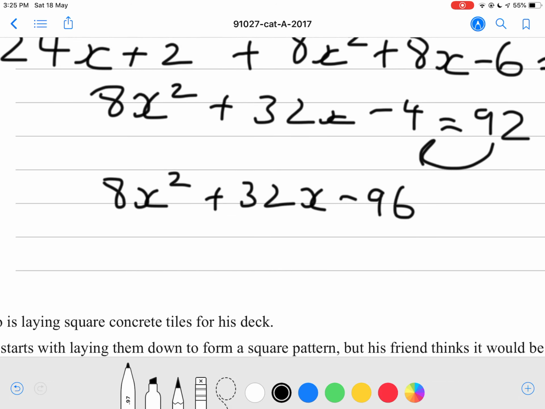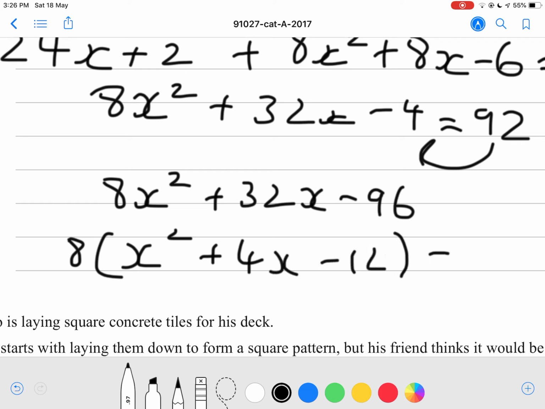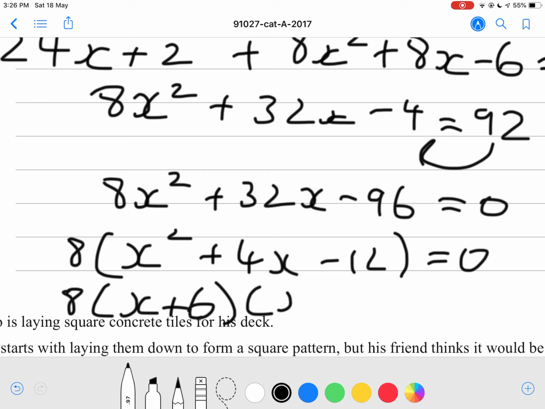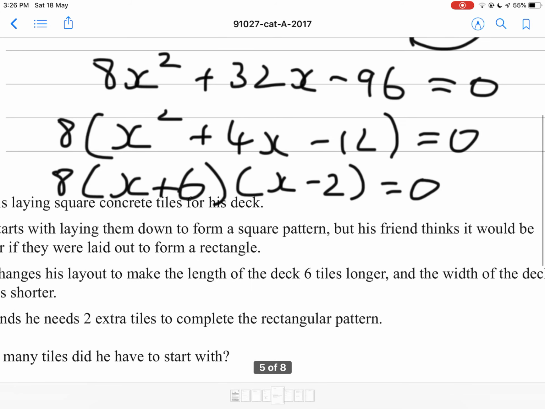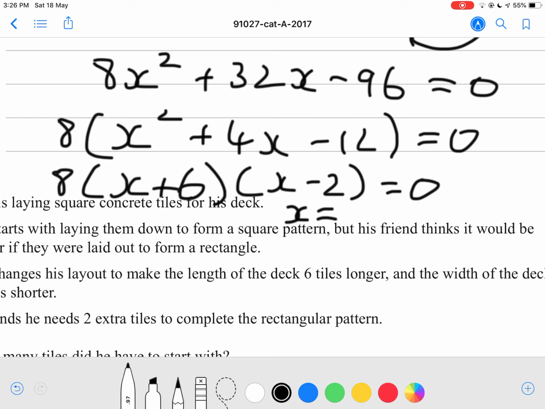So as you can see here, 8 is a common factor, right? So we can just take the 8 out, and we say x squared plus 4x minus 12 equals 0. Then we say 8 of x, so 6 and negative 2, so positive 6 plus negative 2 make positive 4. So we can say x plus 6 and x minus 2 equals 0. And therefore we can say x equals negative 6 or 2.